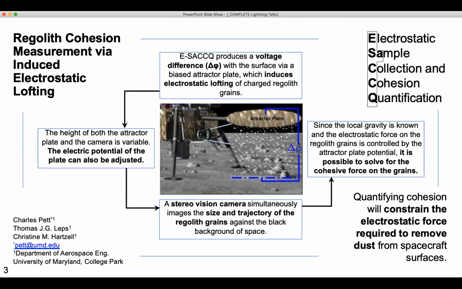Yeah. So the ESAC electric field can also be adapted to force charged grains away from the attractor plate, cleaning off the surface. So once cohesion in regolith has been quantified, the attractor plate potential can be tuned in order to apply the required electrostatic force needed to overcome cohesion, thereby removing dust from spacecraft surfaces.